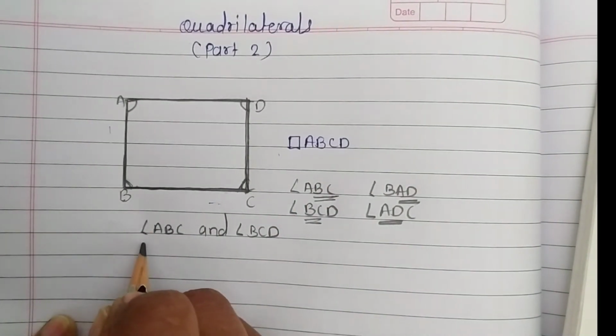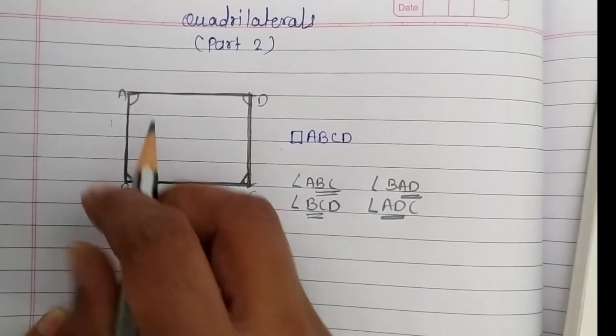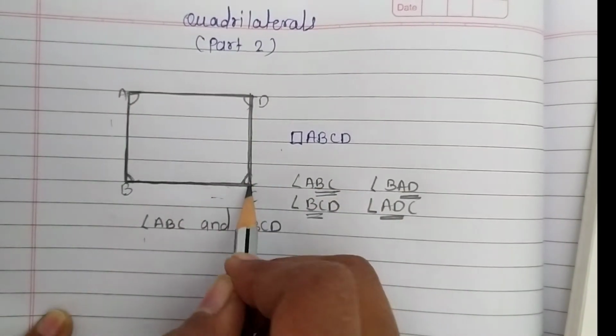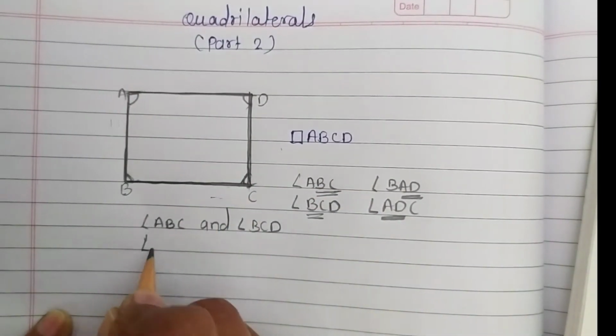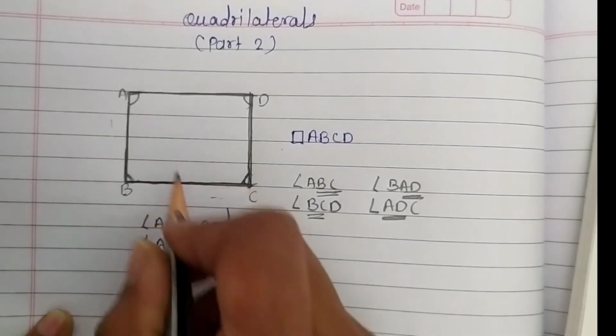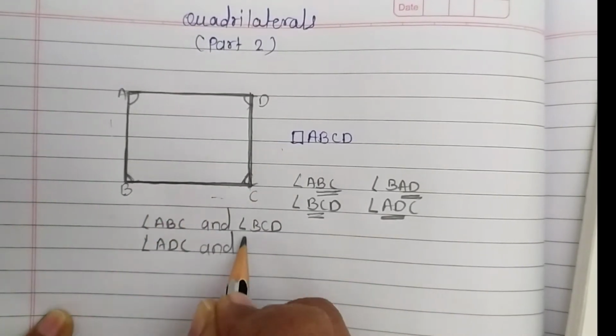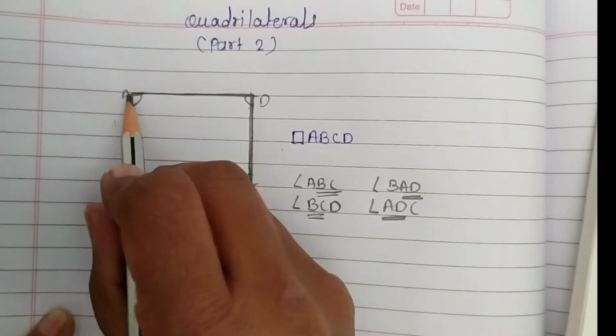Now the next pair of adjacent angles is angle ADC and angle BAD.